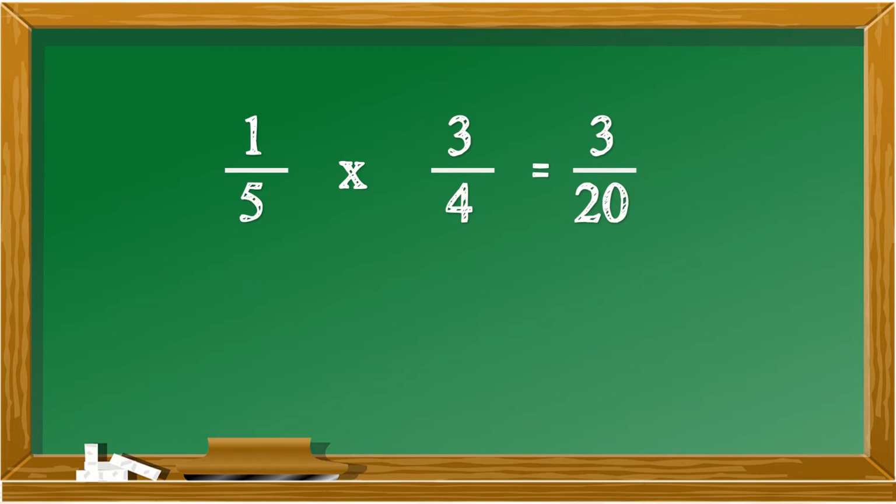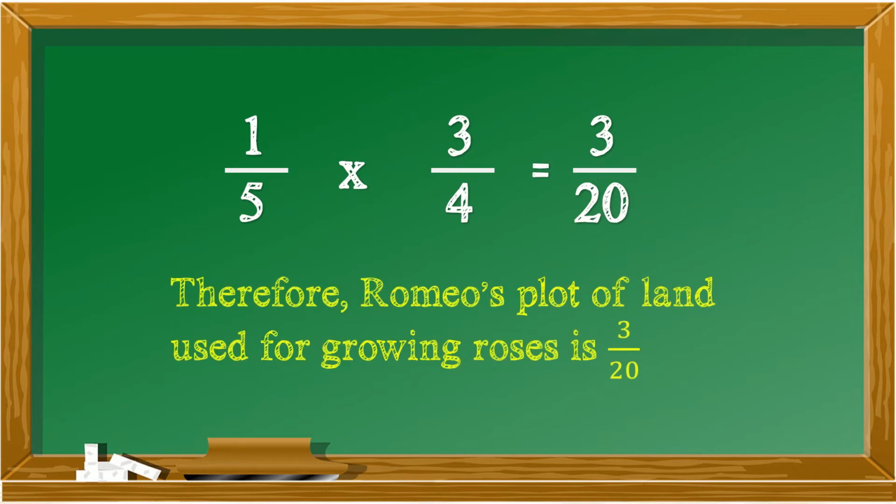But before we say that this is the final answer, let us see if we can still reduce this to lowest term. Is there any number that we can divide 3 and 20? I guess there's none. So the final answer is 3 over 20. Therefore, Romeo's plot of land used for growing roses is 3 over 20.